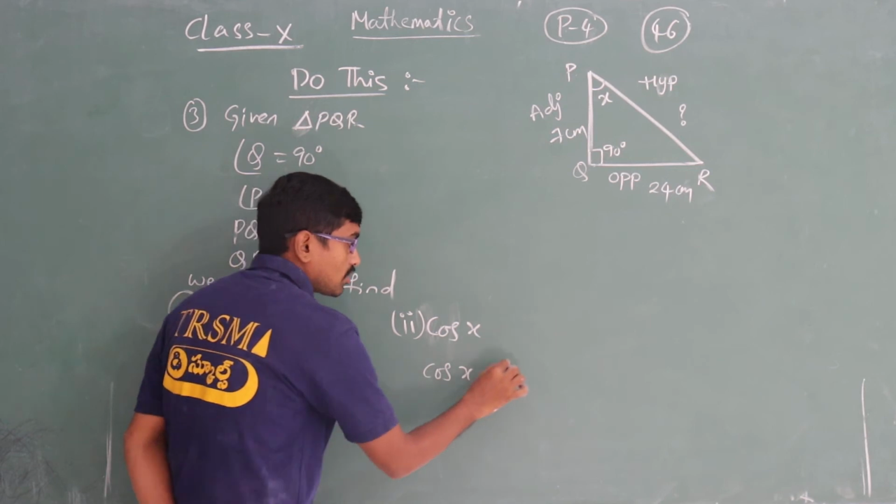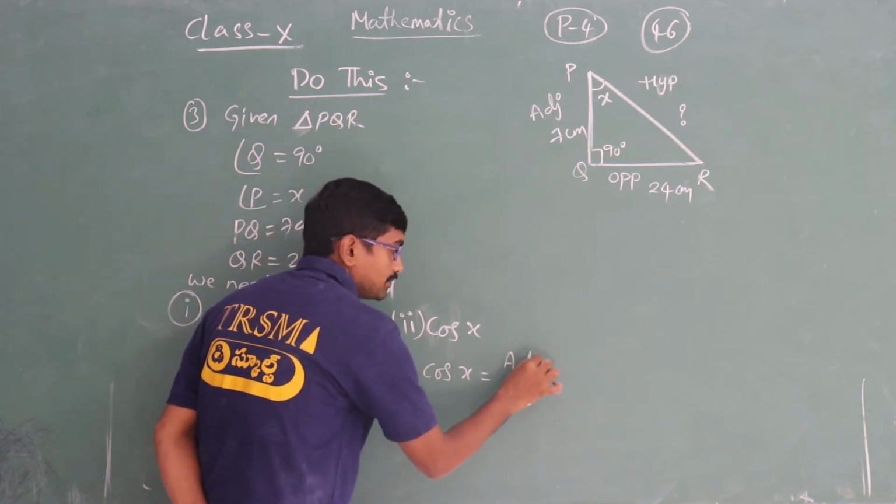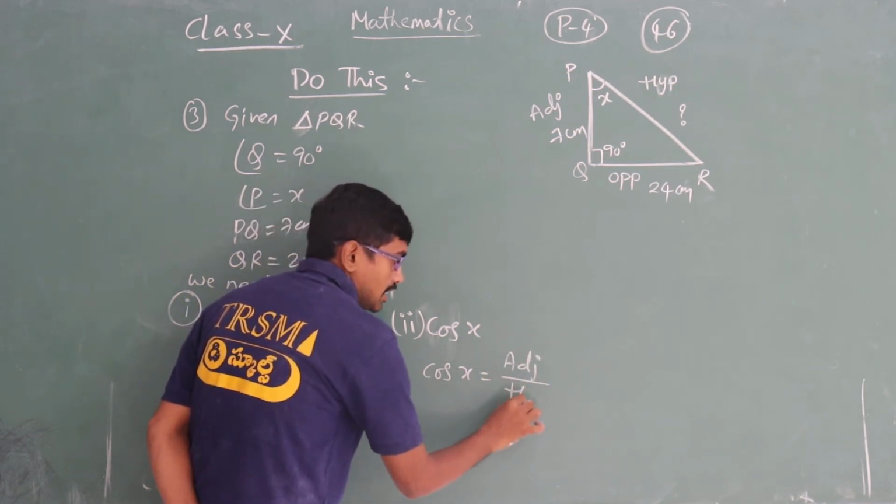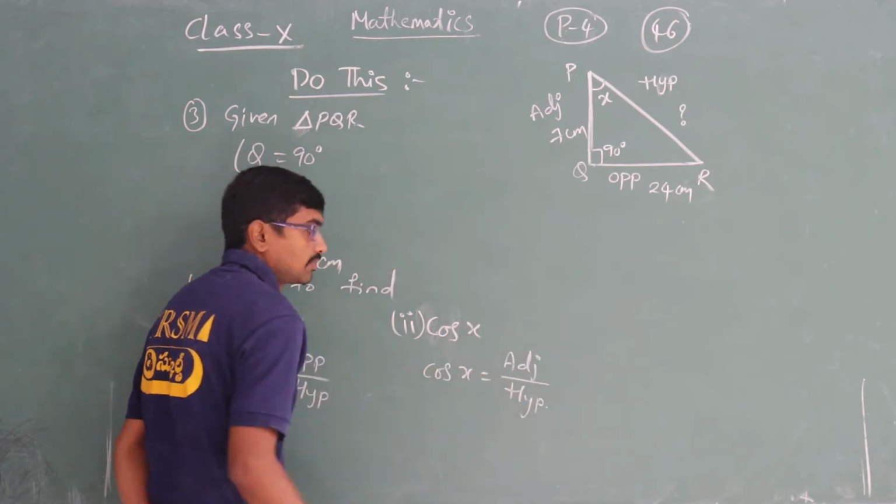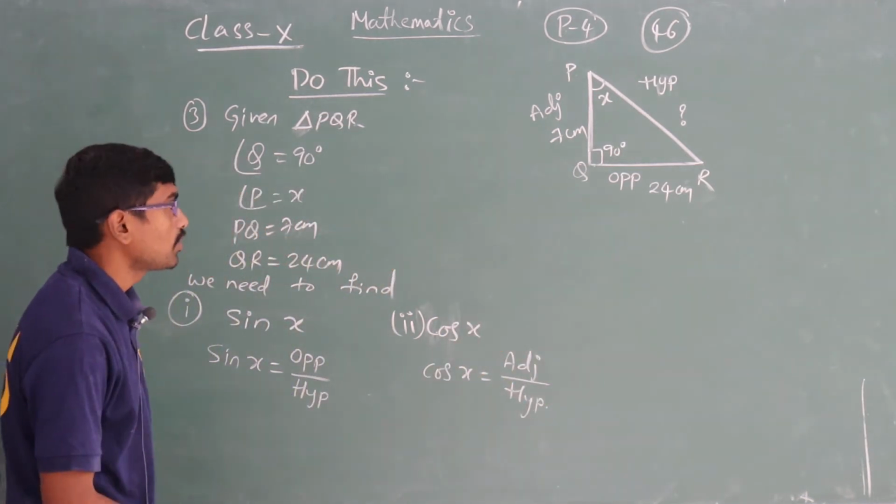Okay, what is the cos x? Adjacent side divided by hypotenuse side.